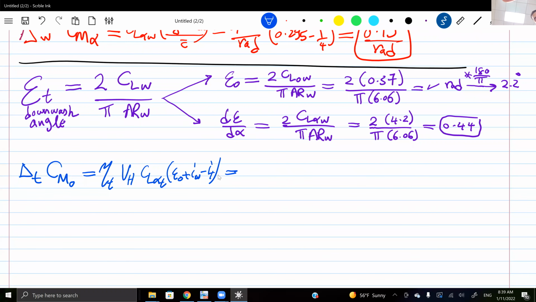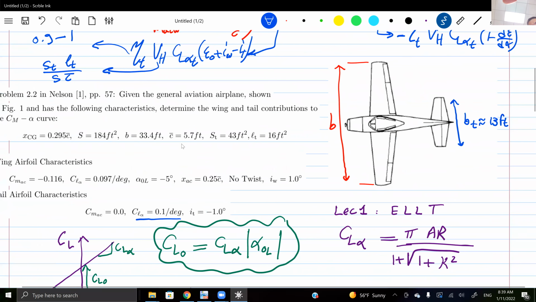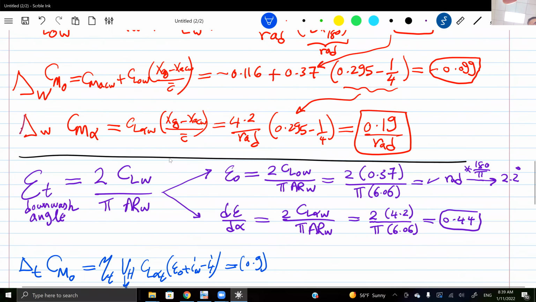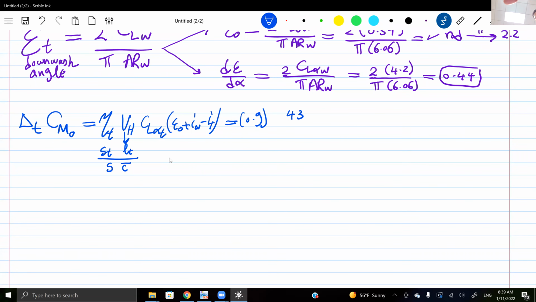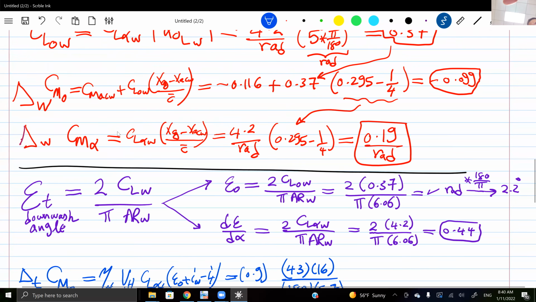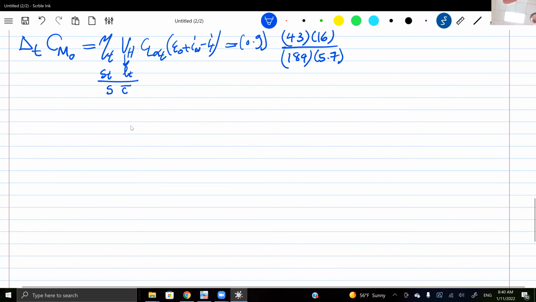And I'm going to do direct substitution. Eta is 0.9. Like I said, VH is S tail, L tail over S C bar. So let's get these. S tail is 43, L tail is 16. This is 184, and this is 5.7. So this ratio is 43 times 16 over 184 times 5.7. This ratio is the VH, times CL alpha tail. We got CL alpha tail above, it was 3.65.